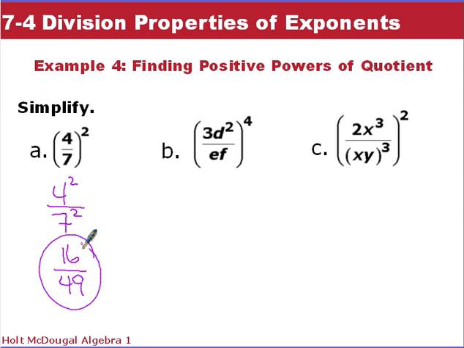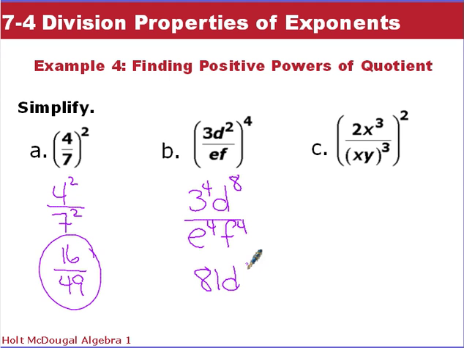Our next example, we're going to get 3 to the 4th, d to the 8th over e to the 4th, f to the 4th. We have to multiply those. We know 3 to the 4th is 81, so we get 81 d to the 8th over e to the 4th, f to the 4th.